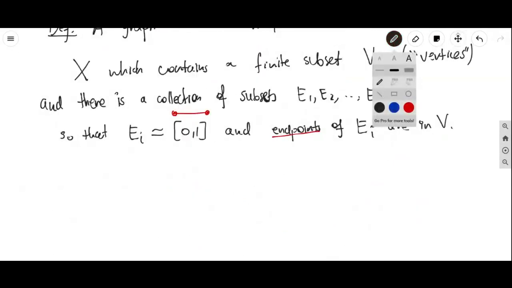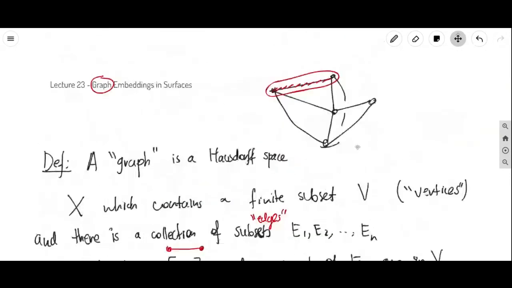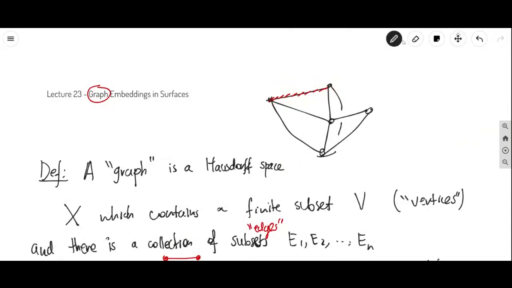And furthermore, these subsets are called edges. These are called the edges of the graph. And furthermore, if you take EI intersect EJ, this is either empty or is a vertex. They intersect in a vertex. As you can see in this particular picture, if you draw these two edges, this edge and this edge do not intersect, these two edges do intersect, and they intersect in one vertex, right? They intersect in a single vertex.